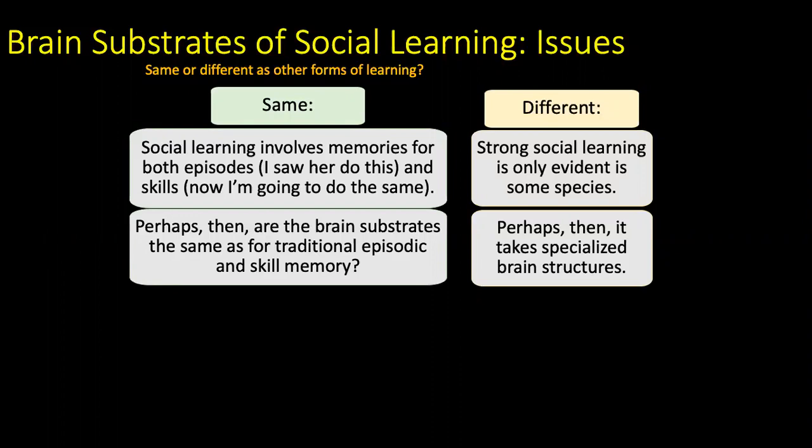So as a, for lack of a better term, higher form of learning, what do we see in terms of what's going on in the brain? And the truth is, a lot of it is the same, right? So social learning involves memories for both episodes and skills. So we see aspects of declarative and non-declarative memory that can involve social learning, right? And so, with that in mind, we might think that there are some of the same brain areas that are involved in social learning as are involved in those types of learning as well.